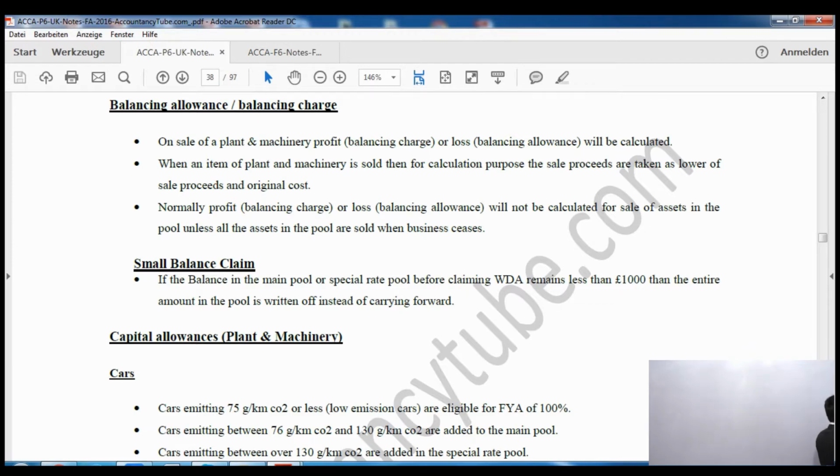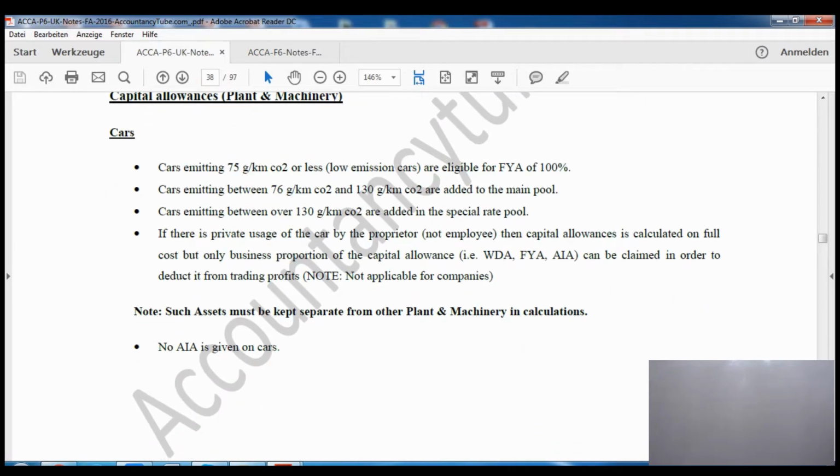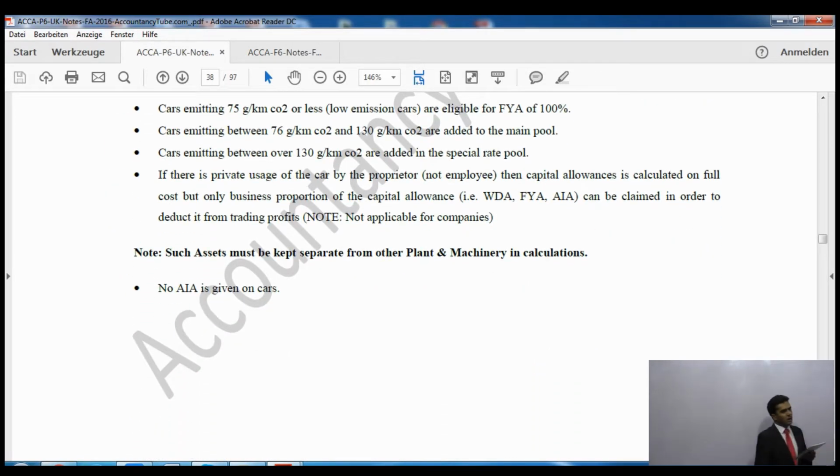And then it says capital allowances for the cars. So what would happen about the cars? If it is less than 75 grams, then we will get 100% first year allowance as we have seen earlier. If it is 76 to 130, then it will go into the main pool. And if it is over 130, then it will go into the special rate pool where the rate is 8%. And if there is private use of the car by the proprietor, again not employee, then the capital allowance is calculated on the full cost, but you only claim the capital allowance on the business portion.